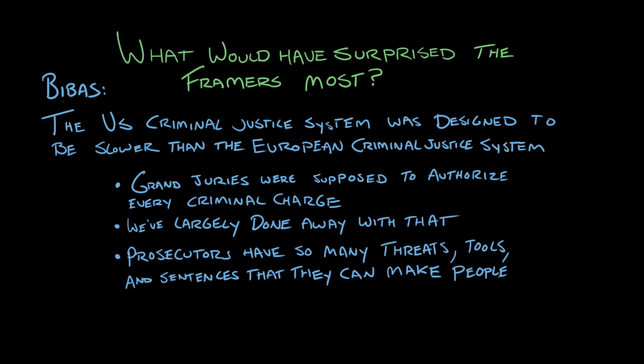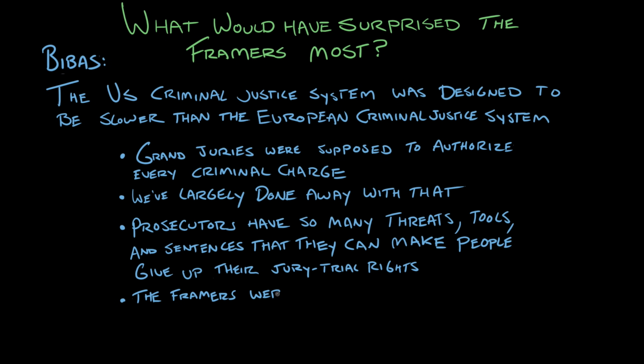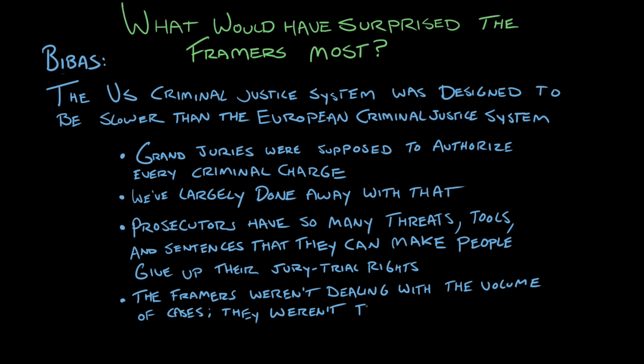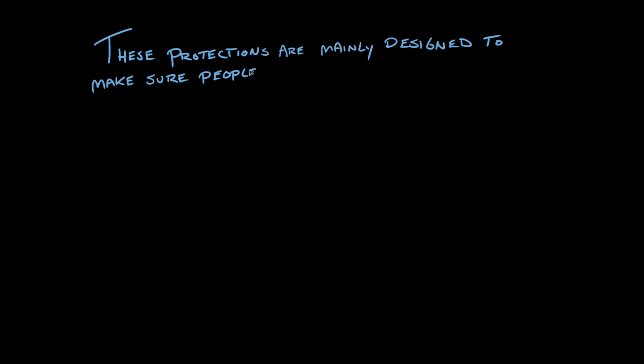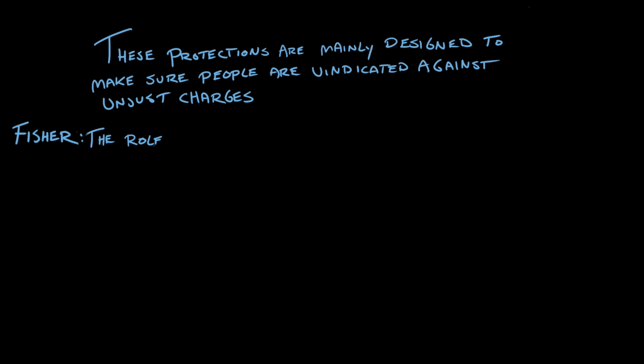But the framers also weren't dealing with the volume of cases we're talking about, and they weren't focused primarily on the violent crimes. The federal crimes they were dealing with were seditious libel, criticizing the government, violations of the revenue laws. So it's also fair to point out that they did not expect that these rights were mainly going to be limitations that benefited people in rape and murder cases. A lot of these protections are mainly designed to make sure that the innocent people get vindicated against unjust charges. And they might be a little bit surprised that almost all the litigation is by people who may be factually guilty. The next thing that would have surprised the framers a great deal, I think, is the role of the jury today.